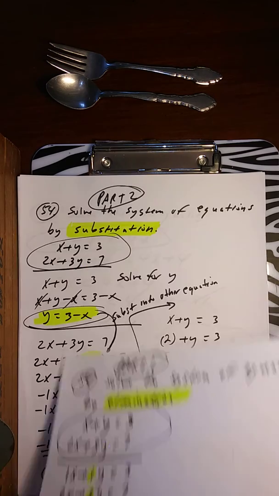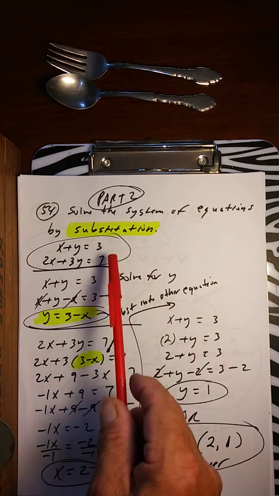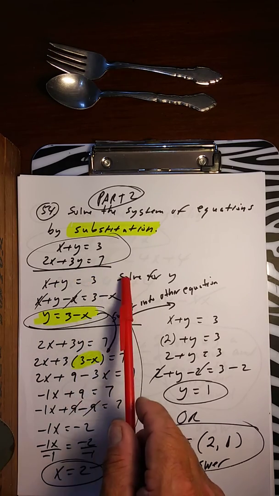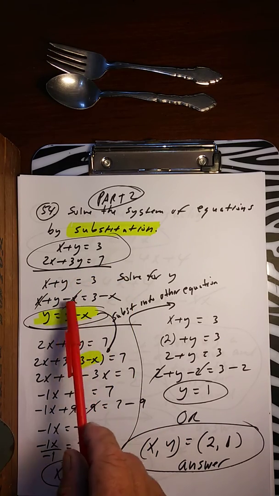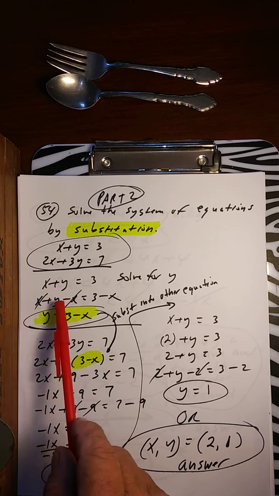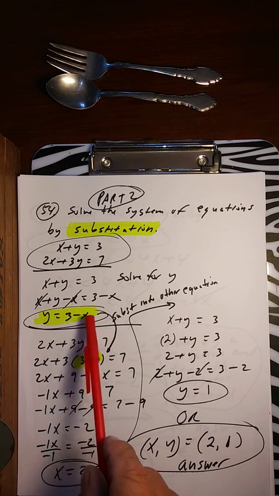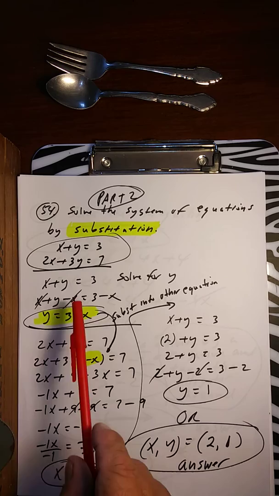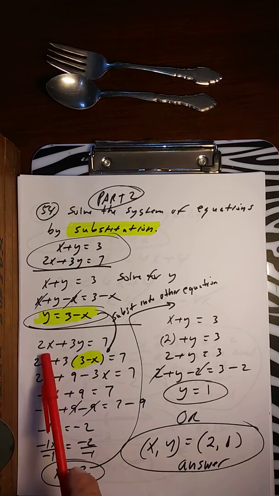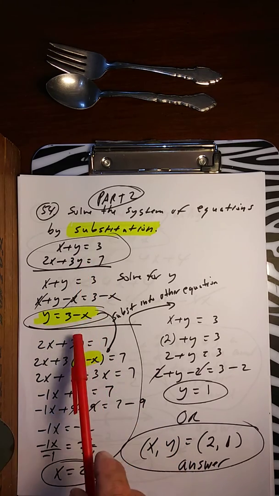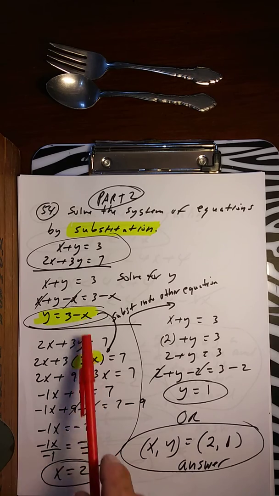Solve this system of equations by substitution. So we're going to solve one of these. I'm going to solve the first one for y. So I'm going to do minus x, minus x. So y equals 3 minus x. So there it is. Now we're going to substitute this into the other one. So 2x plus 3y is 7. So we're going to put in for y, 3 minus x.